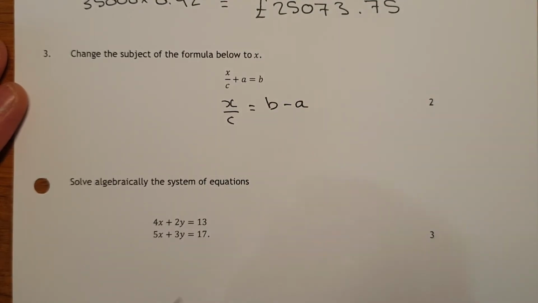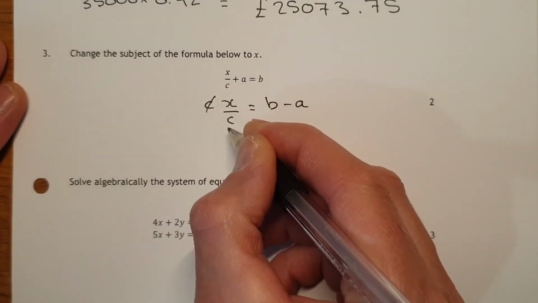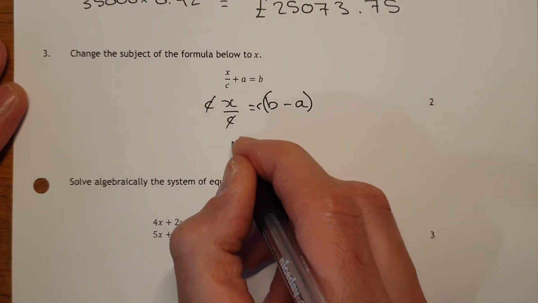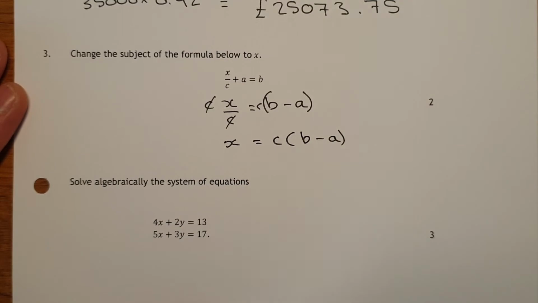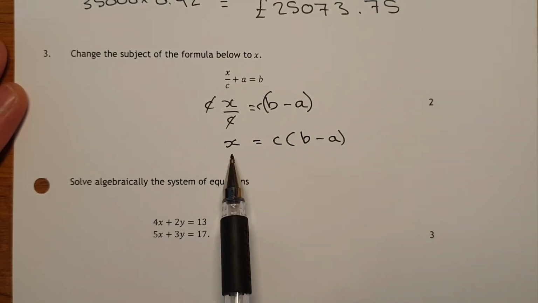Then if we multiply both sides by c, that's going to get rid of that c on this side. Those will cancel out, and we're going to multiply that by c, so we'll put a c in front of the bracket like so. So x equals c brackets b minus a. If you multiplied it out and wrote cb minus ca, that's fine as well, but there's no need to.